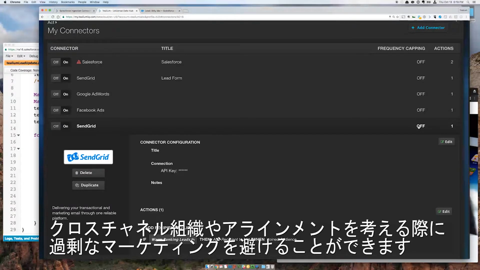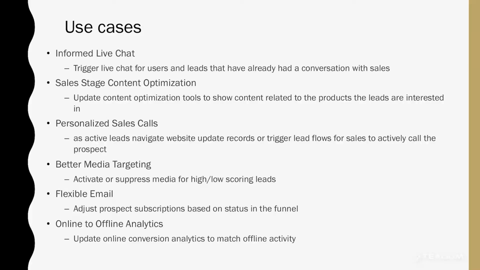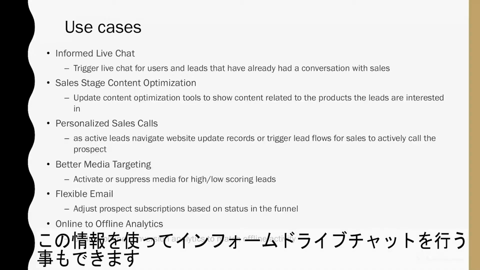That way, you can do some cross-channel organization and alignment when it comes to this user so that you don't overwhelm them with everything you're trying to get in front of them in terms of a marketing message. Now, of course, that's not all you can do. We've got a lot of great ideas around how you can use this information.